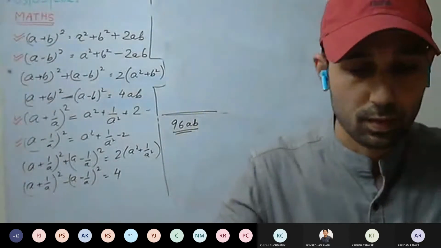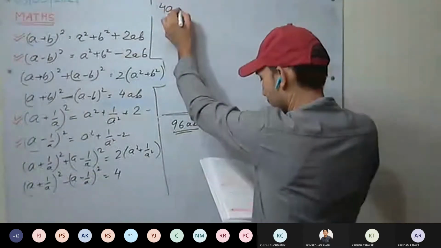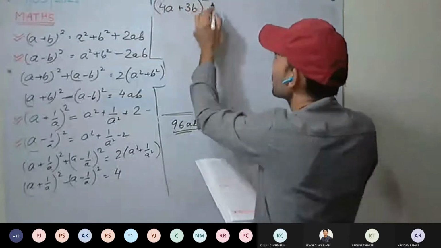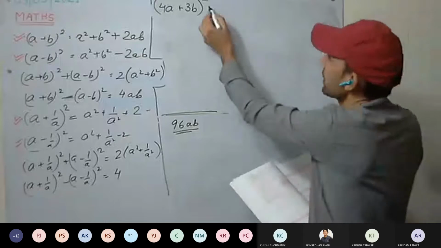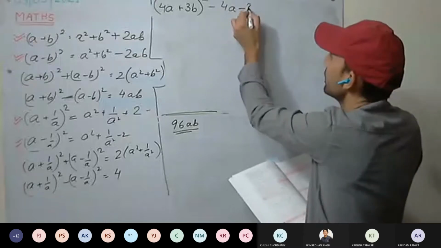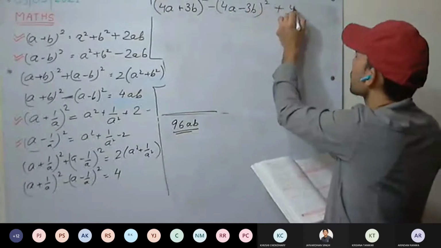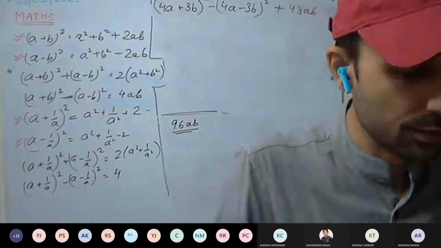So, the question is 4A plus 3B. Anyone in class who is not able to solve, just tell me. Anyone in class, it is the same as the first one plus 48 AB. Anyone in class who is not able to solve this one?